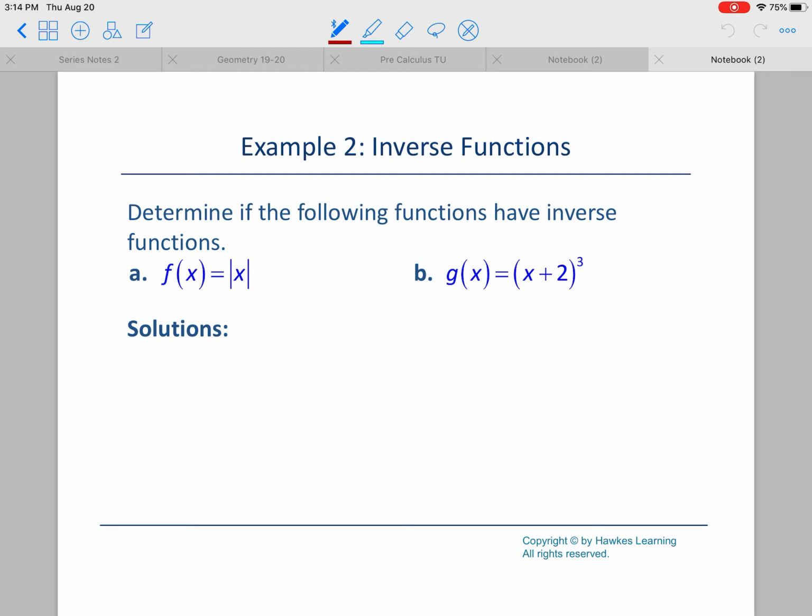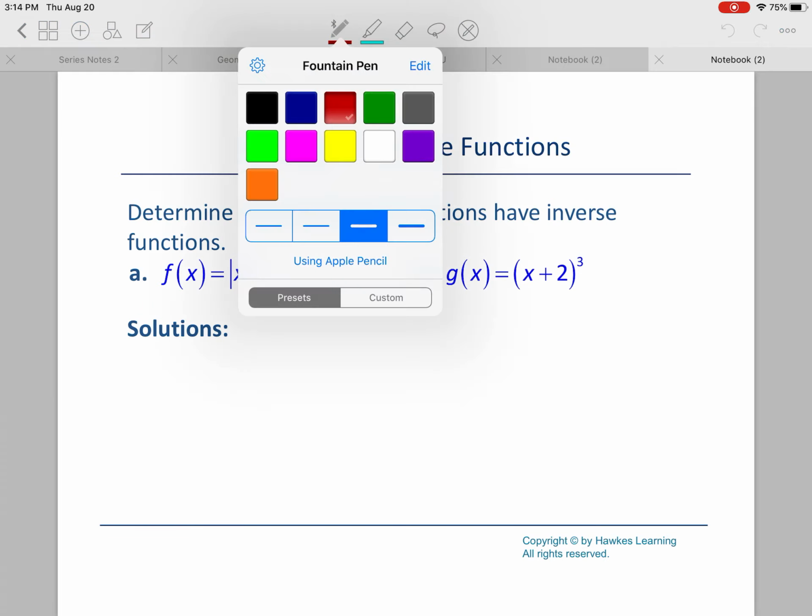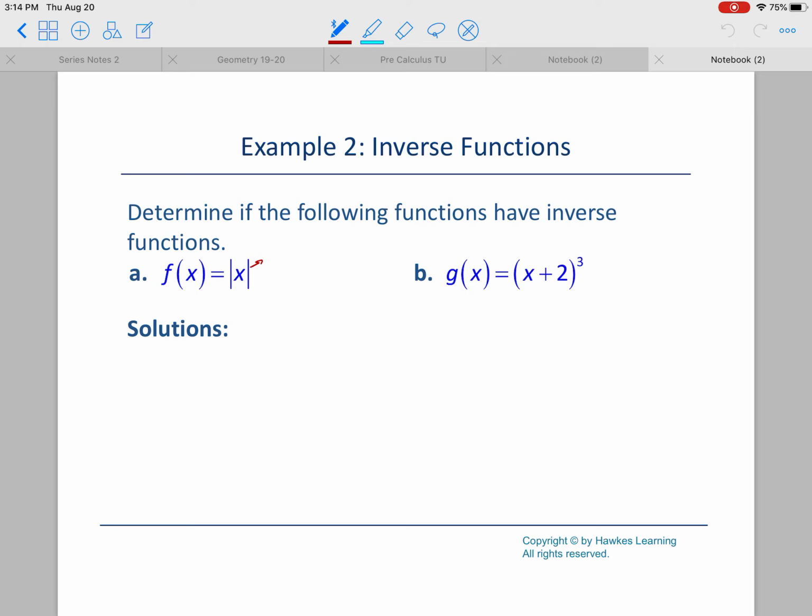So let's look at example 2 here. Determine if the following functions have inverse functions. So we're going to look at the graph to see if it has inverse functions or not. f of x equals the absolute value. Remember, these bars here are absolute value bars.